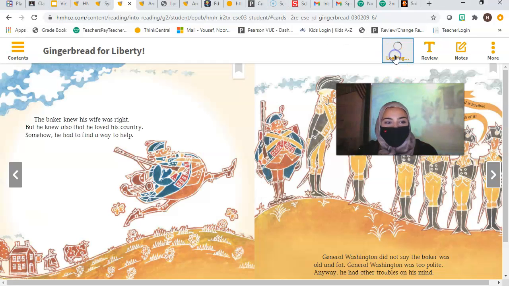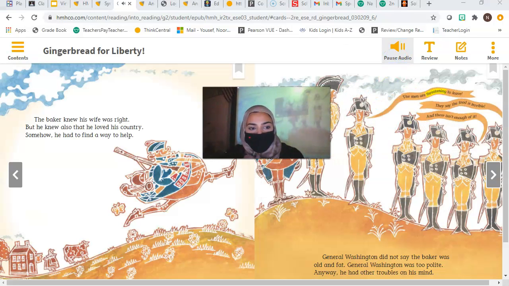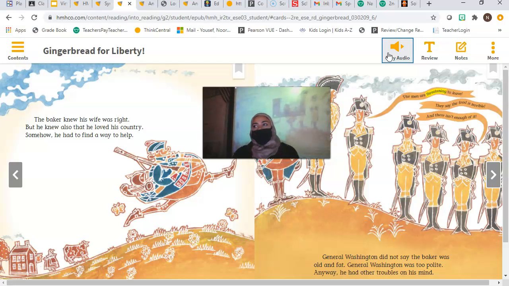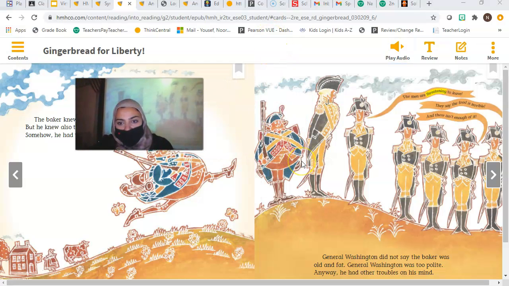All right, moving on. The baker knew his wife was right, but he knew also that he loved his country. Somehow, he had to find a way to help. What did he want to do? He wanted to go to war with all the rest of the soldiers. What did his wife advise him? Did she say, "Oh yeah, buddy, that's a good idea, go"? Or what else did she say? She said, you already went to war at one point. Now you are old and fat. Look in the picture. Does he look like he's going to be a good warrior? No, he's probably going to be a lot older and weaker or slower than the rest.